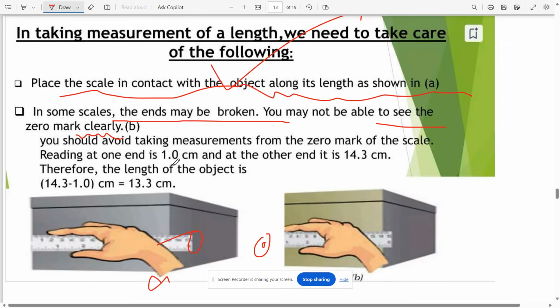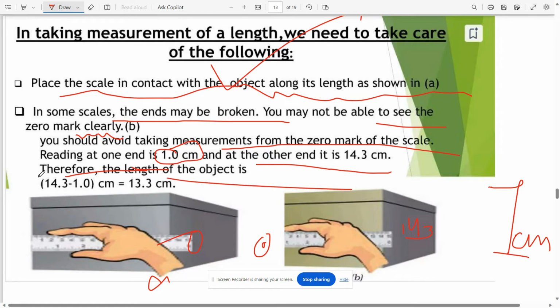But it can be avoided. You should avoid taking measurements from the zero mark of the scale. Reading at one end is 1 centimeter. If the zero mark is not there, we should use 1 centimeter as the starting unit. At the other end, 14.3 centimeter. Therefore, the length of the object is 14.3 minus 1, which is 13.3 centimeters.